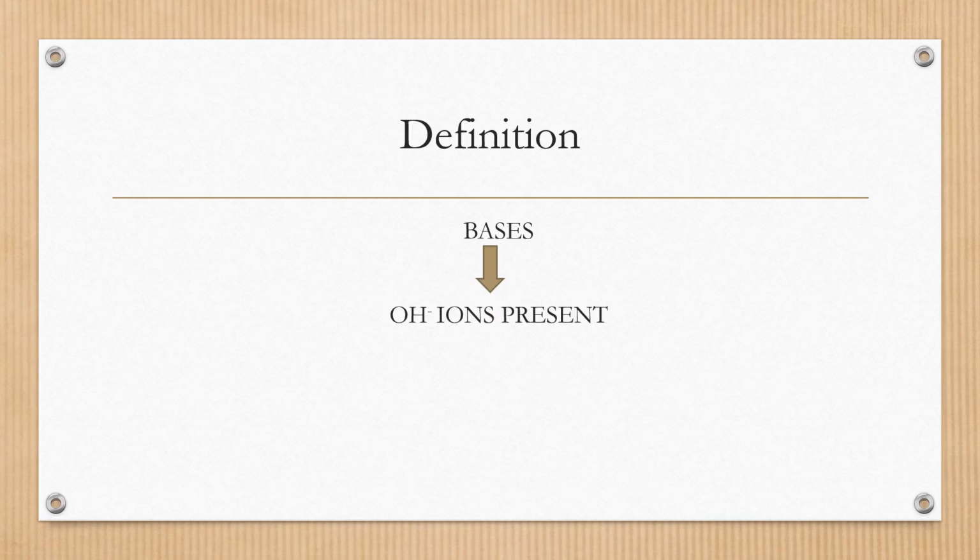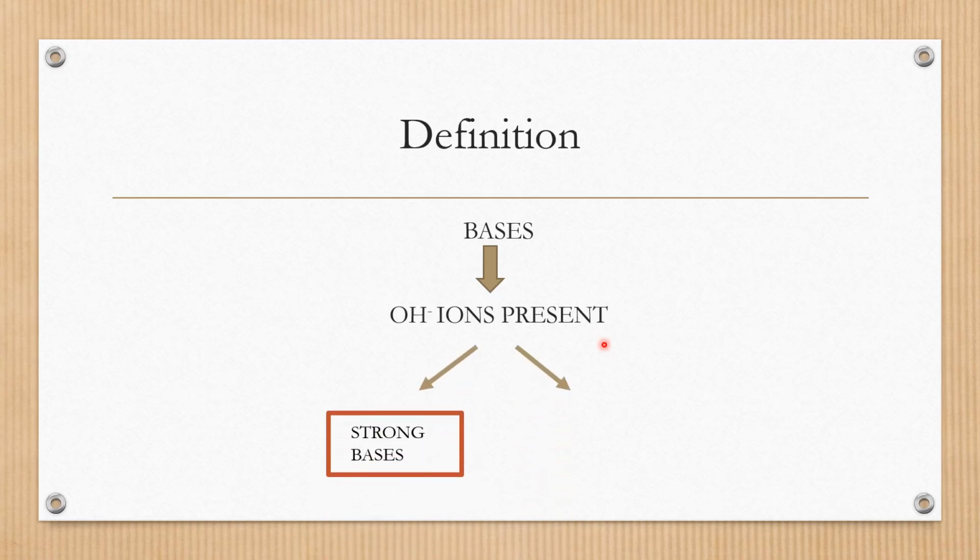And then bases means OH minus ions are present in the solution. It is also divided into two types, that is strong bases and weak bases. Strong bases ionize completely and produce a high concentration of OH minus ions. And weak bases partially ionize and produce a lower concentration of OH minus ions.